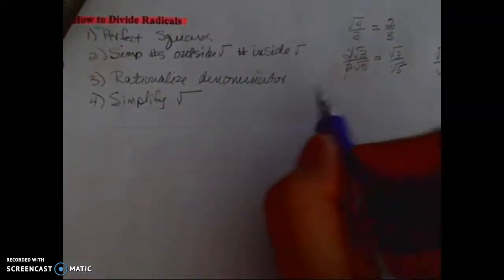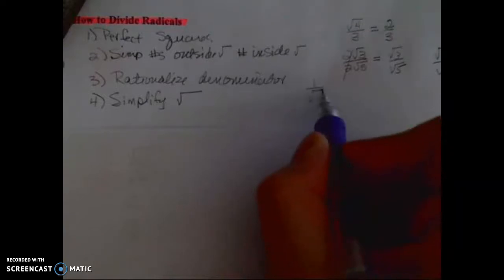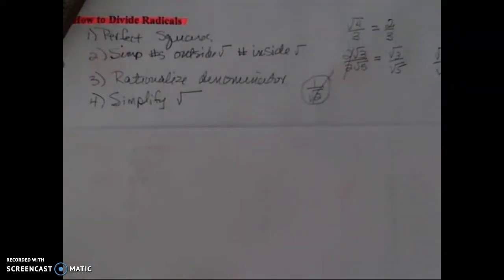Step 3 is to rationalize the denominator. It's absolutely not okay to have a square root in the denominator. That's a big old no-no, so I'll teach you how to rationalize the denominator. You can't have the square root of any number in the denominator.